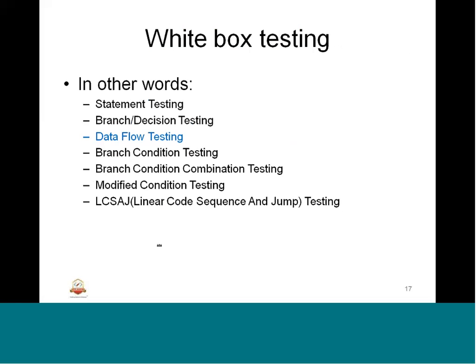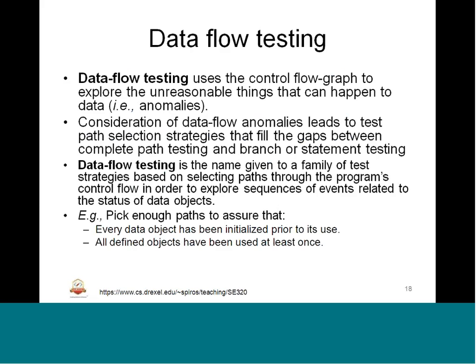Next one we will see is another technique called data flow testing. Here also the data flow testing uses the control flow graph. Control flow graph, we know, is the basic control of the program, how it is going to execute with the structure of the program. So data flow testing uses the control flow graph to explore the unreasonable things that can happen to data. That means basically we use the data in terms of controlling the flow.